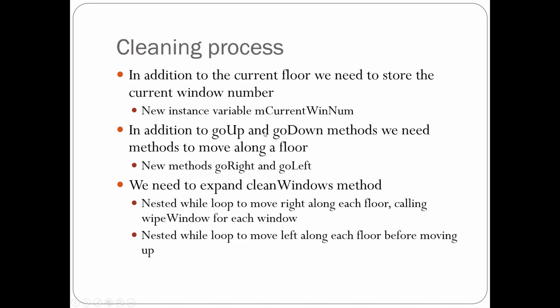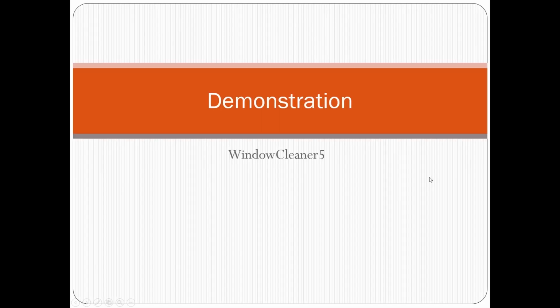We already have go up and go down methods for moving up and down the building, but we now need methods for going right and going left. When we clean the windows, we're now going to have to introduce our nested while loop to move right along each floor and call wipe window for each window. That helps us to automate the cleaning process. When we get to the far right, we can move left and go back into the cradle. So let's have a very quick overview of how that works.